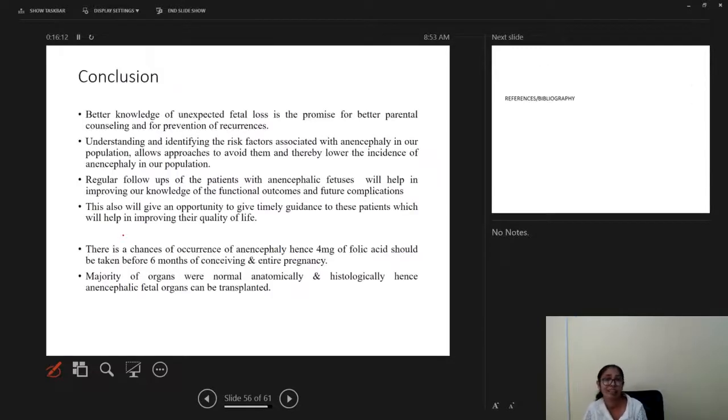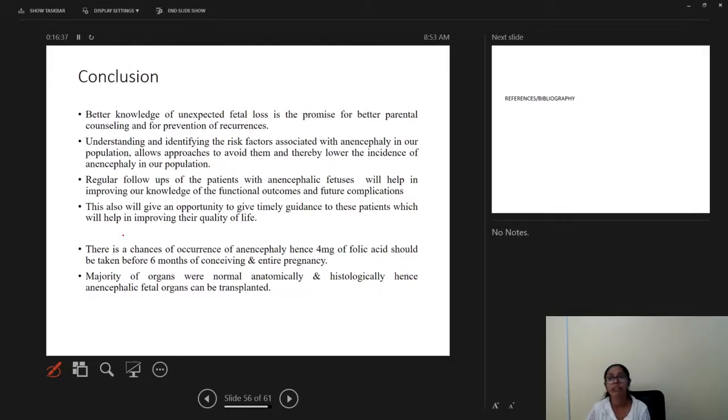Now, why have we done this study? To gain better knowledge of unexpected fetal loss and promise for better prenatal counseling and prevention of recurrences. Understanding and identifying the risk factors associated with anencephaly in our population will allow approaches to avoid them and thereby lower the incidence of anencephaly in our population.